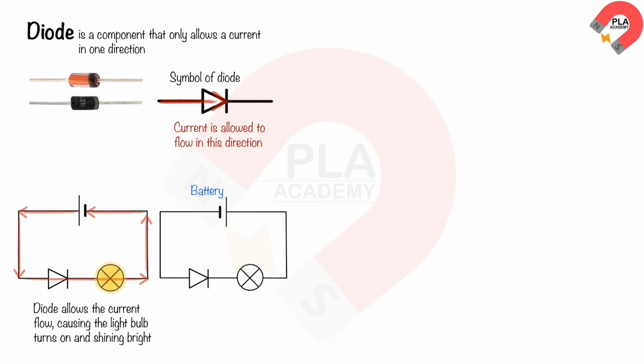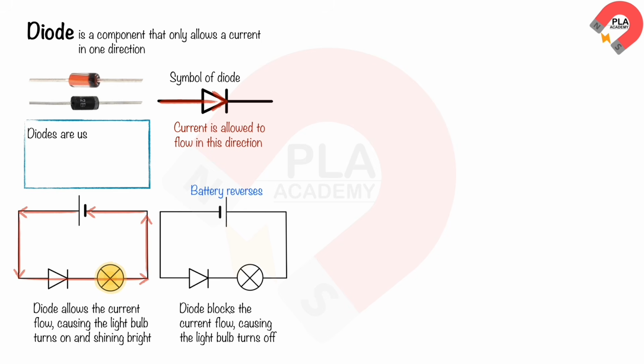For the second circuit diagram, the battery is reversed. This causes the current from the positive terminal to be blocked by the diode, causing the bulb to turn off. Diodes are used in rectifier circuits that convert alternating current into direct current.